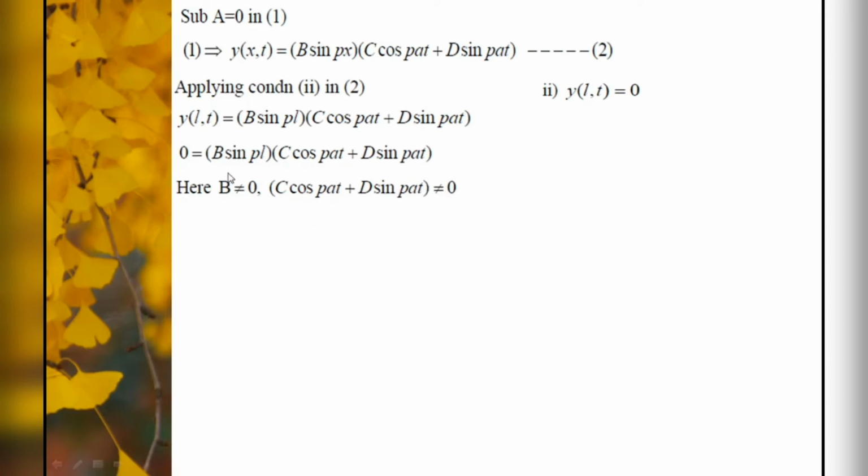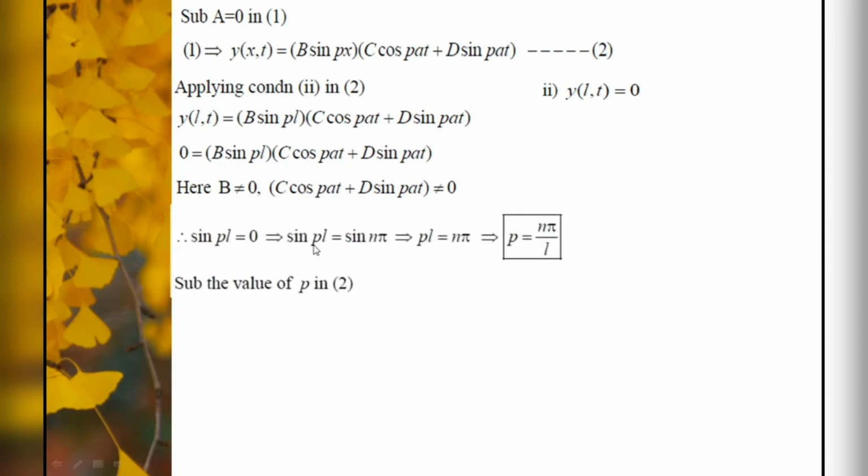And here b is also not equal to 0. Why? If you take b as 0 and substitute it here, the entire solution will become 0, which is meaningless. Therefore, we have to consider sin PL equal to 0. See, c cos PAT plus d sin PAT is not equal to 0. b is also not equal to 0. Therefore, the only option is sin PL equal to 0.